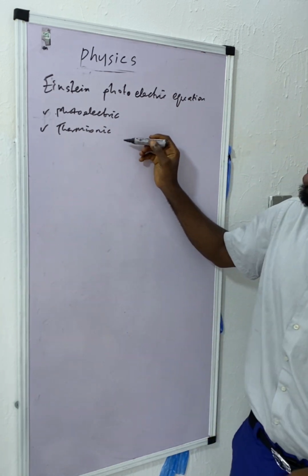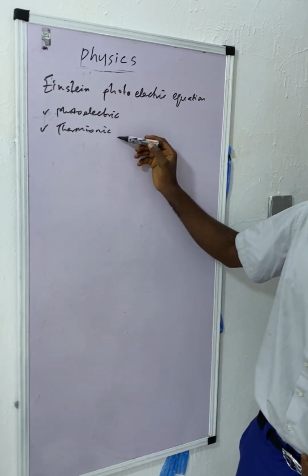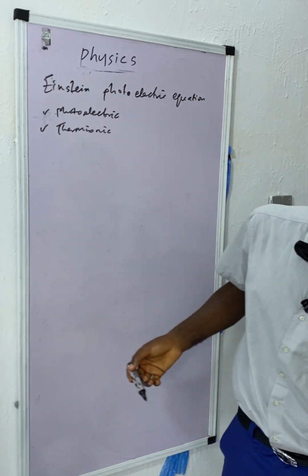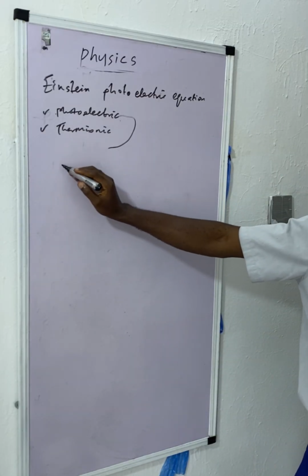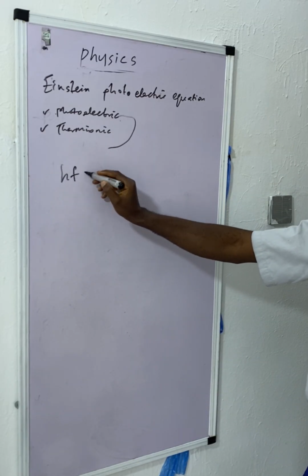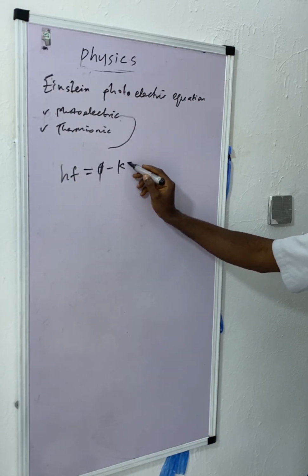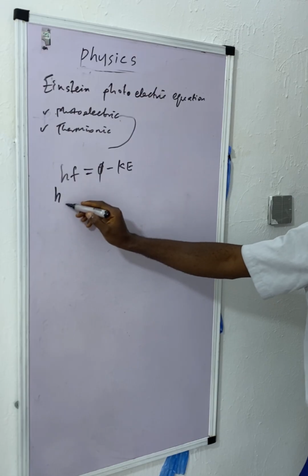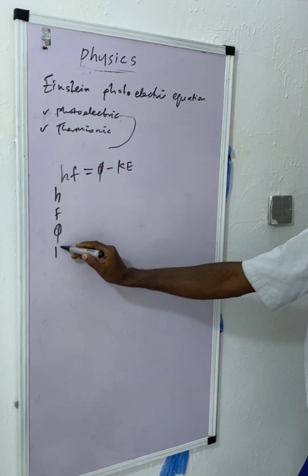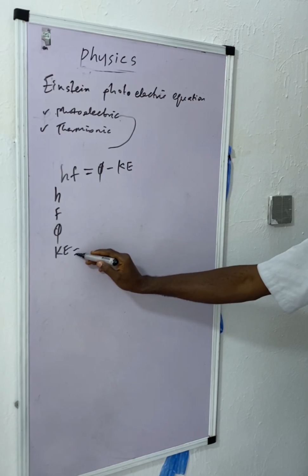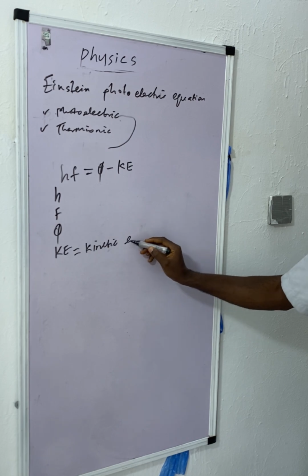All right. Then thermionic emission is what? When ions are emitted as a result of heat. When you heat a substance, it emits ion. That's what thermionic emission is. Now let's look at Einstein's equation of photoelectric. We have something like an HF. One is for Planck constant. The other one is equal to this minus Ke, which is what? Kinetic energy. Where H, F, this, and Ke. Okay, so this is equal to what? Kinetic energy.